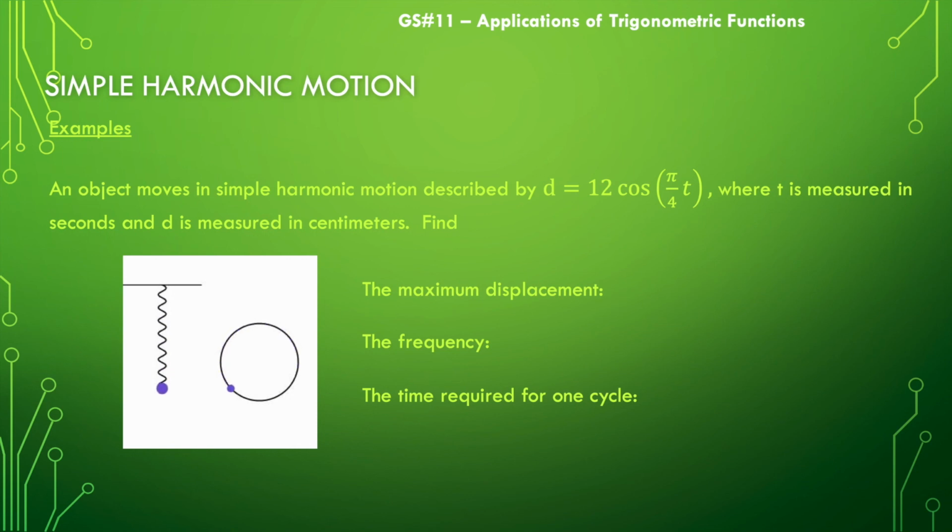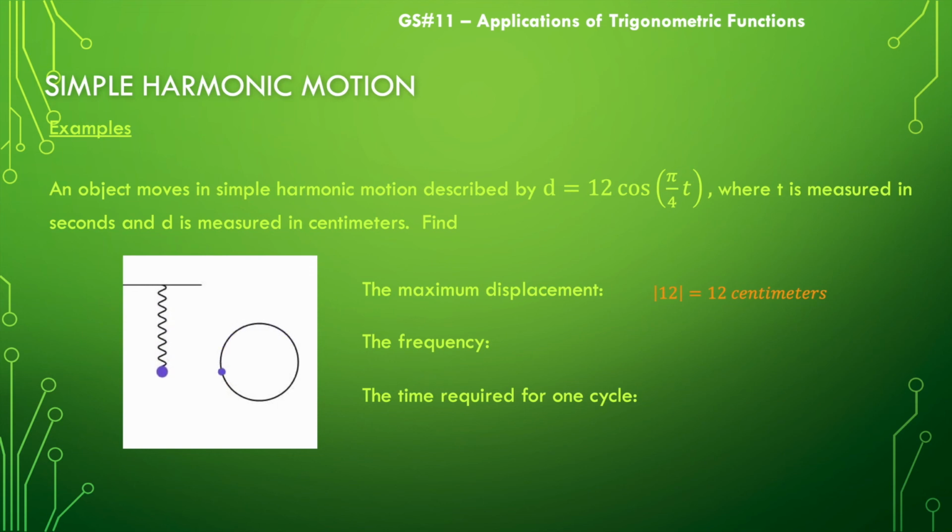Okay, so how do we find the maximum displacement? Do you remember how to do that? That's really the amplitude of the function. And so we can say that that's going to be the absolute value of 12 or 12 centimeters. And in this kind of case, we need to make sure that we are identifying our units of measure.